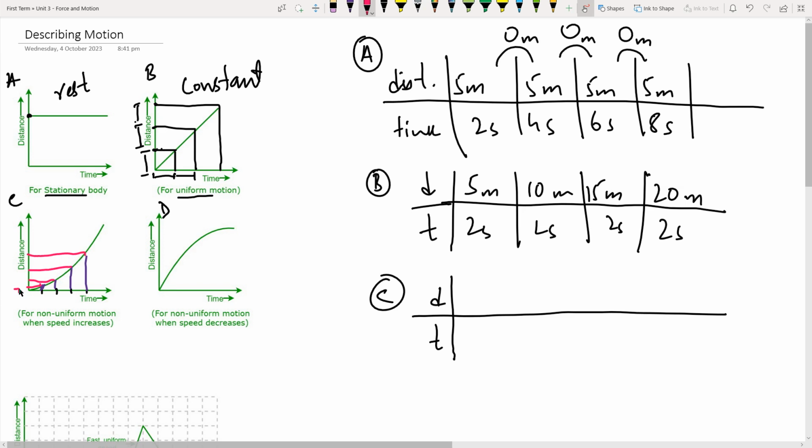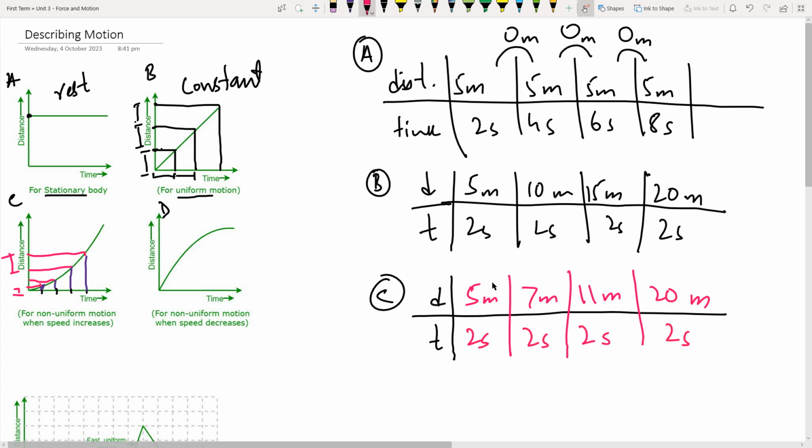So over here, the difference is little, and the last one is a little larger, right? So this can be tabulated as, let's say 5 meters, 7 meters, right? 11 meters, and then we can say 20 meters, right? So every 2 seconds, now the distance is changing very drastically. So over here we have a difference of 2 meters, over here we have a difference of 4 meters, over here we have a difference of 9 meters, right?